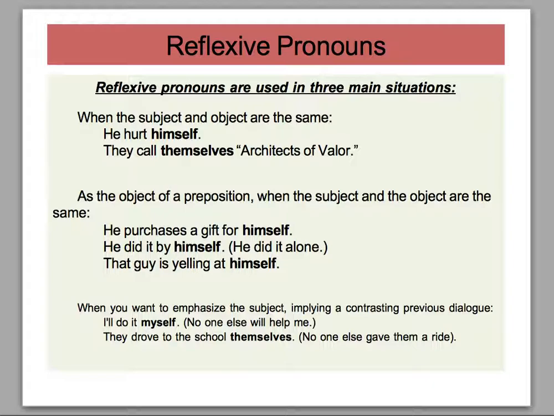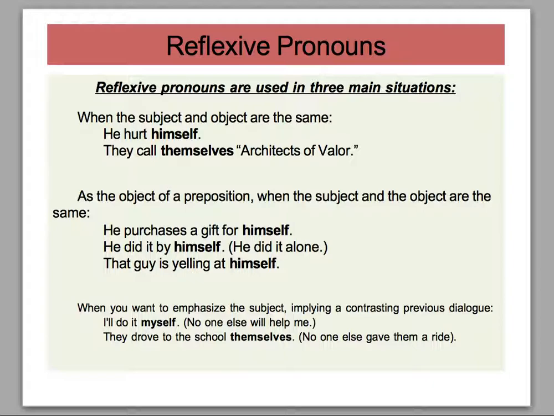But it's not a subject, right? Because the subject of that sentence is he. He is the subject of that sentence, but the object of the preposition by in that sentence is himself. So that is a reflexive pronoun there again. Third sentence here: that guy is yelling at himself. So at, another preposition.